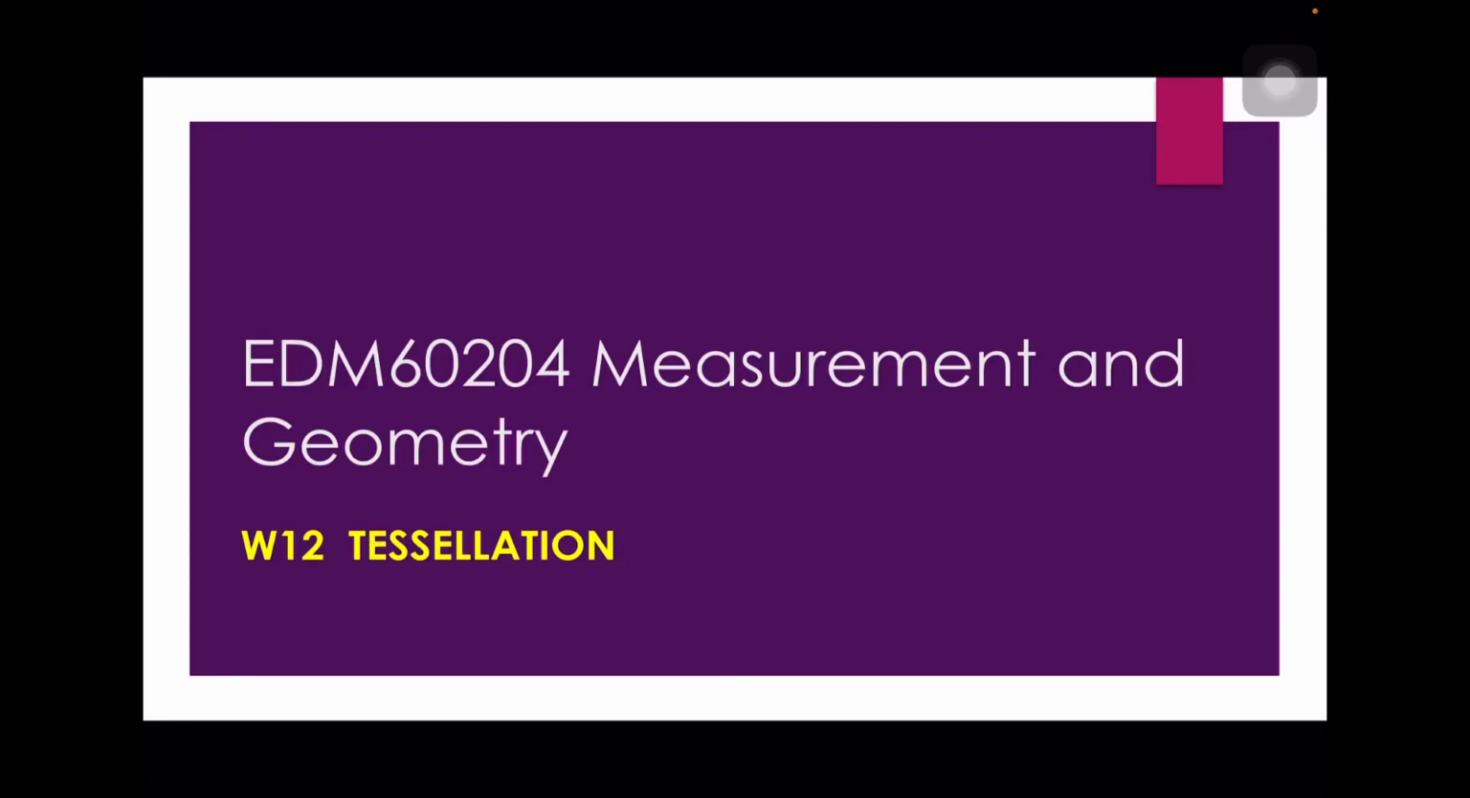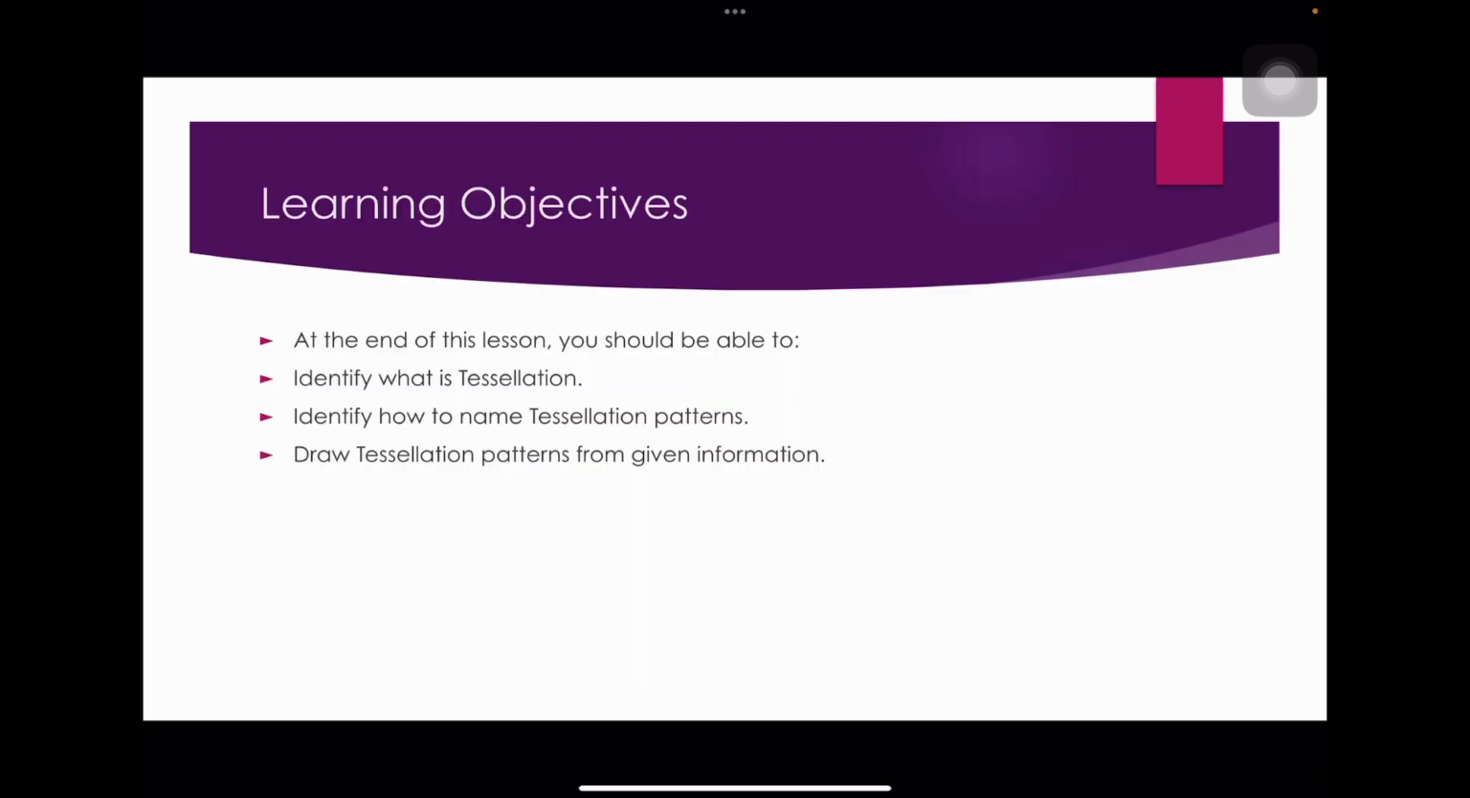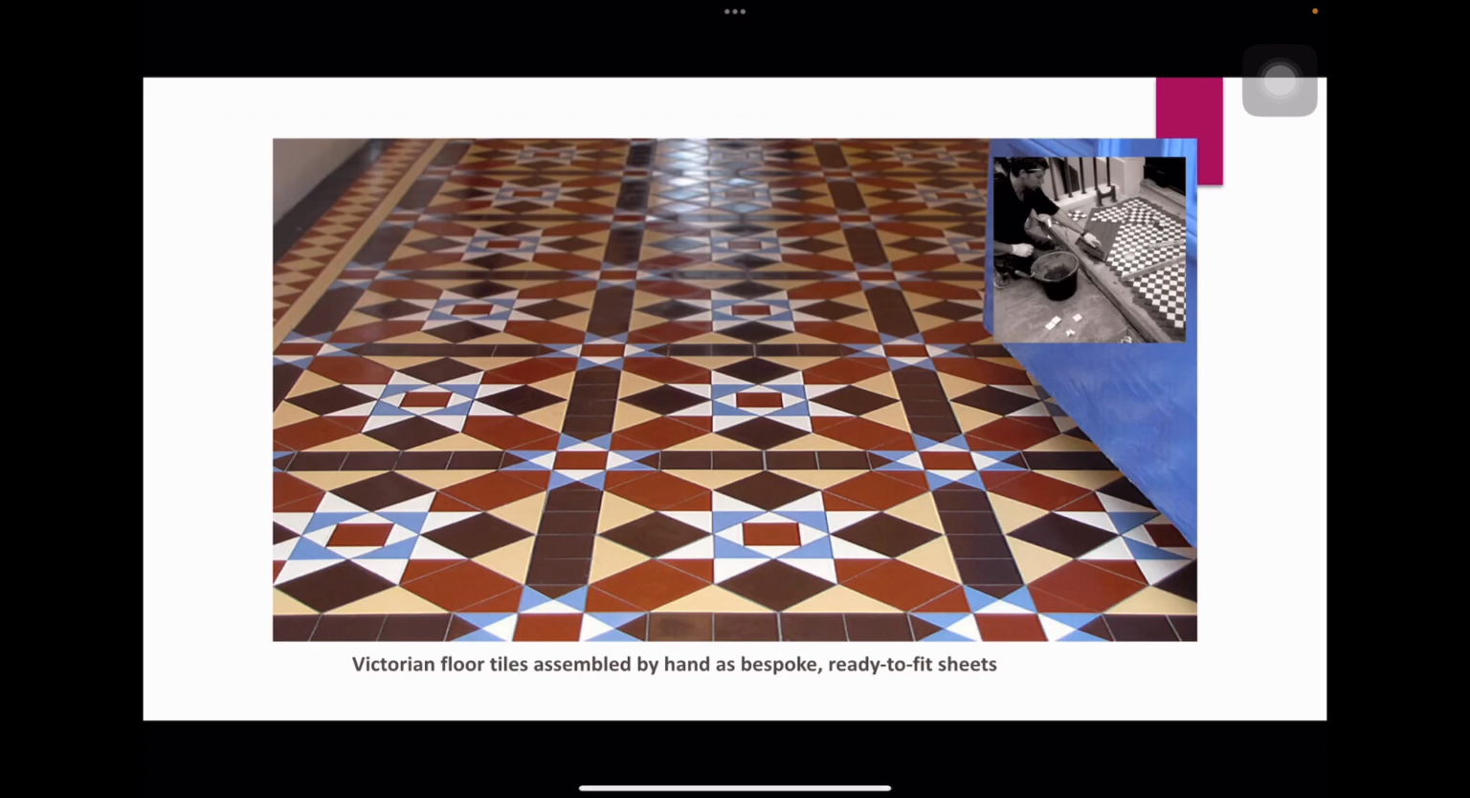60204 Measurement and Geometry, Week 12 Tessellation. Learning objectives. At the end of this lesson, you should be able to identify what is tessellation, identify how to name tessellation patterns, and draw tessellation patterns from given information. This is an example of a tessellation.